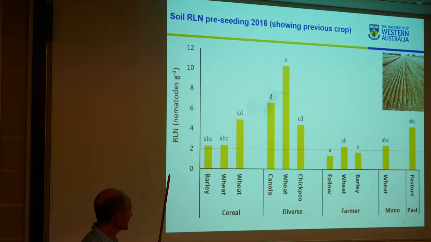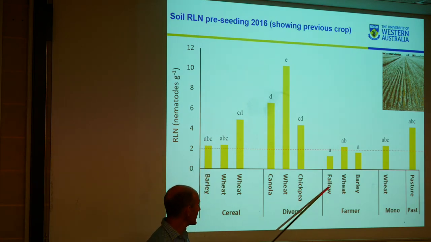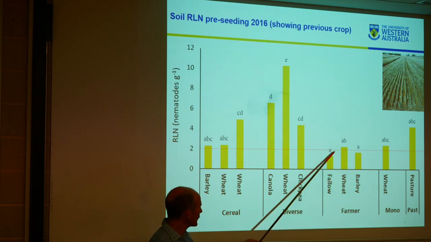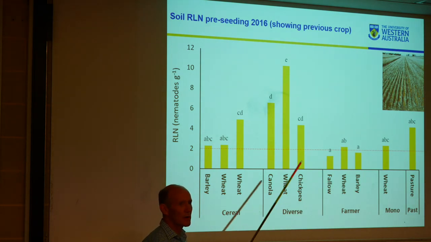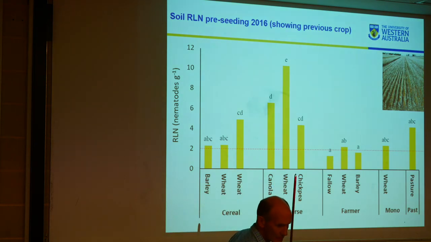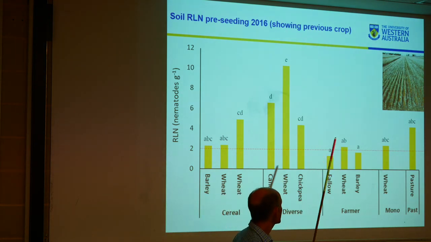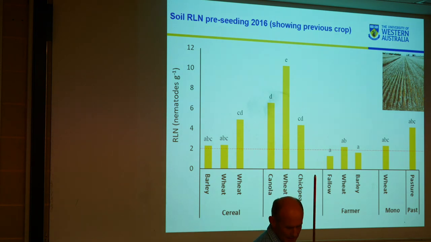The rest are cereal dominated, and they're all around here, so we can see reasonably high levels here. The fallow, again, seems to be quite effective. And overall in this rotation, compared to the continuous cereal, that fallow, that break, is definitely having an effect. But there clearly is the reason why we've got higher levels of root lesion nematode. So this is the preceding.